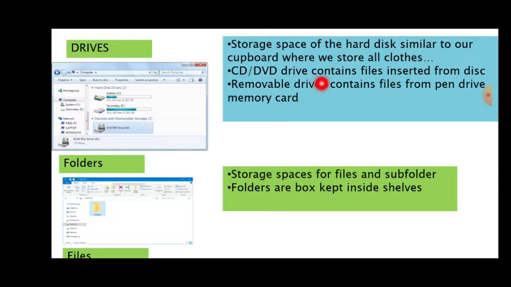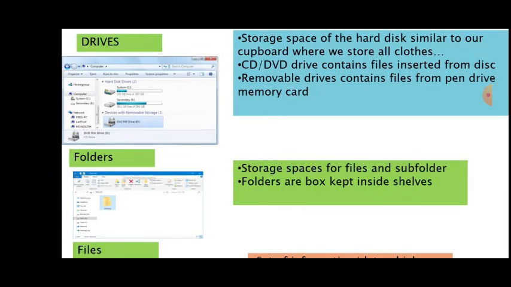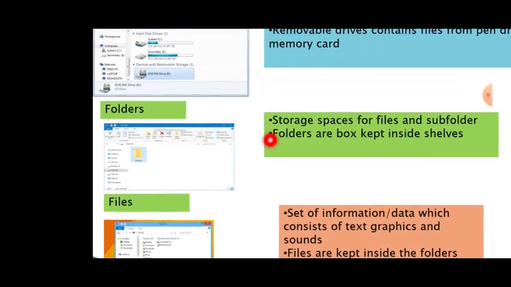So the CD or DVD drive contains files inserted from the disk, and removable drives contain files from the pen drive or memory card. CD and DVD are external devices which require a special drive to insert the disk. The removable disk contains files from the pen drive or memory card. All this requires a memory card reader or a USB port, which will show it as removable. You can remove it. It is a portable device.